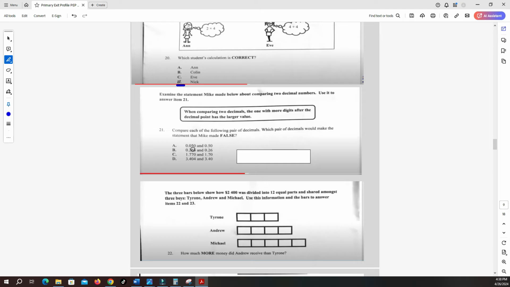Alright, so this one is 0.50 and this one is 0.050, sorry, and 0.50. So I know that this is bigger than this. So yeah, let's look at the rest though. 0.266, this would actually be the same.